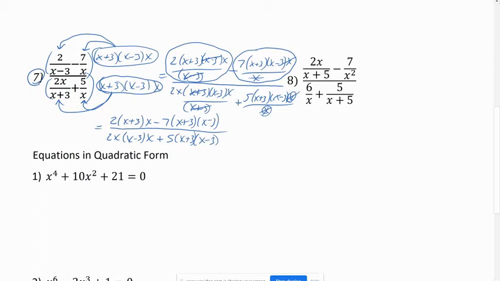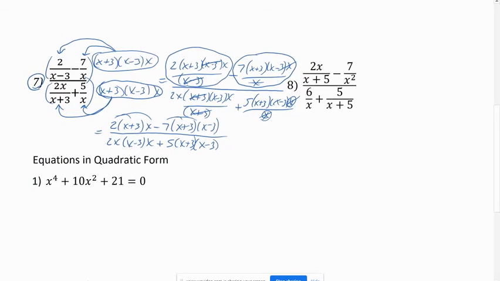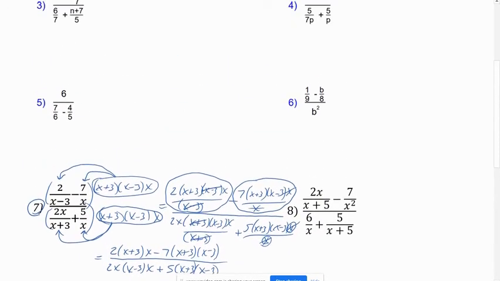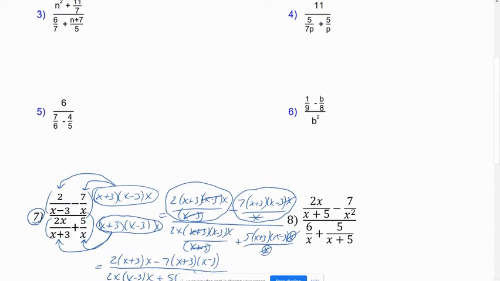Now you could leave your answer like that, or if you wanted to expand this out, you could expand that out and expand all this out and have a quadratic expression in the top, and in the bottom actually it would be a cubic expression in the denominator. But you can do that, or you can leave your answer like that. Okay, so now I'd like you to try a couple. Let's start with number 4 and number 8. So if you want to pause your video, go ahead and try problems 4 and 8, and then press play when you're ready to check your solutions.